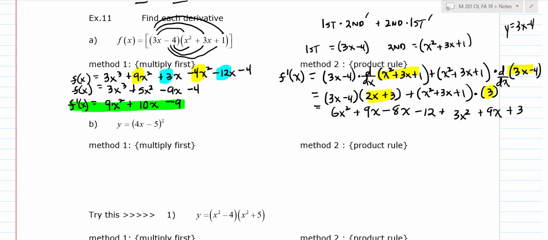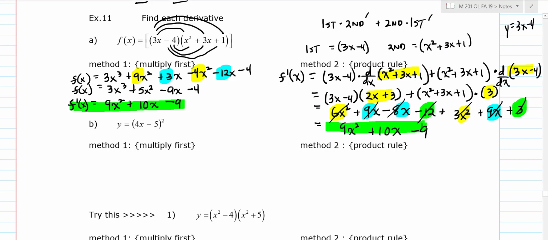It does look like we have lots of like terms. So we have x squareds that go together. We have x's that go together. And we have constants that go together. So let's see if we don't get the same answer. Okay, let's see. These go together. That's 9x squared. Looks like that would be 9 minus 8 is 1. 1 plus 9 is 10, so that's 10x. And then finally, negative 12 plus 3 is minus 9. So how about that? We got the same answer.